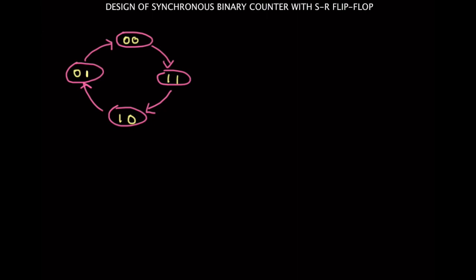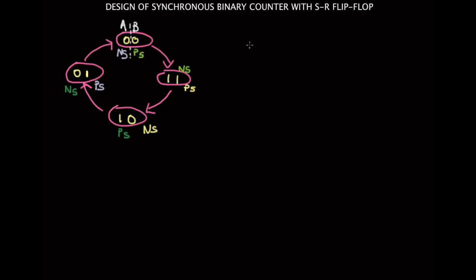The first thing we need to do is know how many bits are in this counter, and we can say we have 2 bits, and let's call them A and B. If 00 is your present state, your next state is going to be 11, and if 11 is your present state, your next state is going to be 10. Same thing for 10: if your present state is 10, your next state is going to be 01. And if your present state is 01, your next state is going to be 00. And that's where it stops.